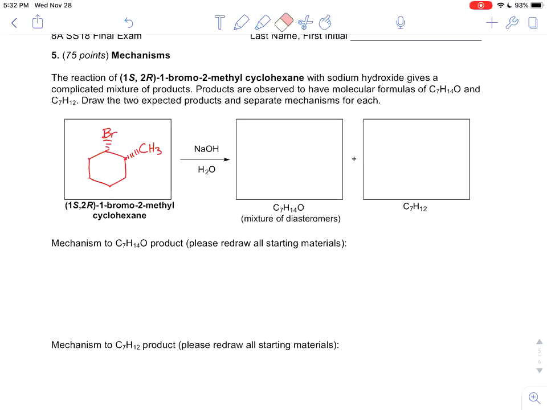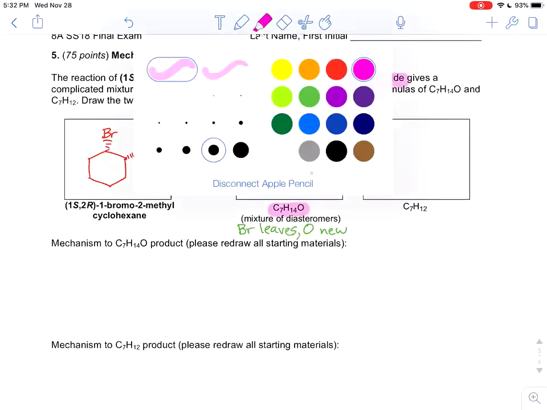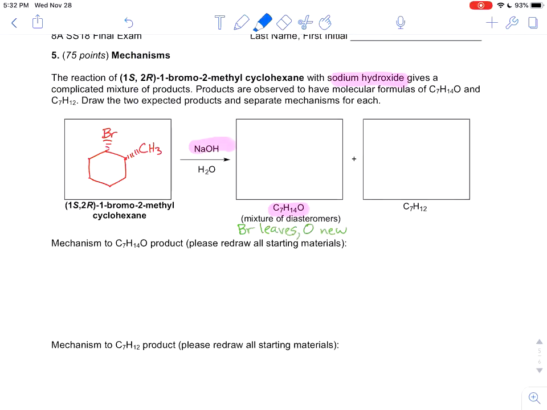And that's just drawing the first part. We're told that it reacts with sodium hydroxide, and it gives a complicated mixture of products, a lot of different ones. The products observed have molecular formulas of C7H14O. So you can see that the bromine leaves. Oxygen is new, right? There's a new oxygen in there. Whereas in the second one, we have a C7H12. So actually oxygen didn't get incorporated. We simply just lost the bromine, and some other stuff is happening there too.